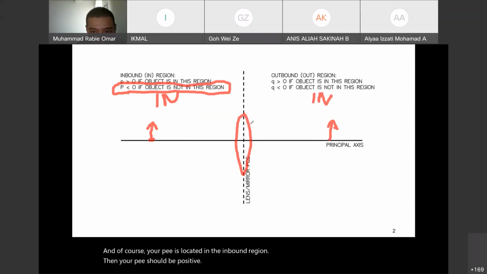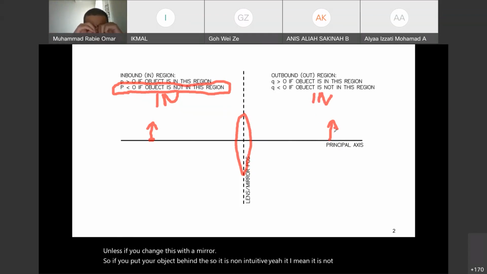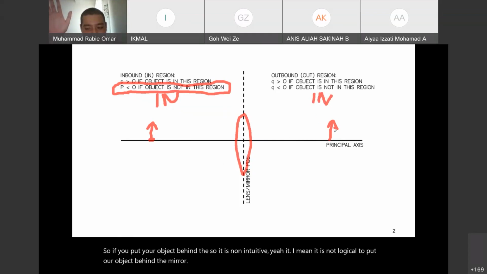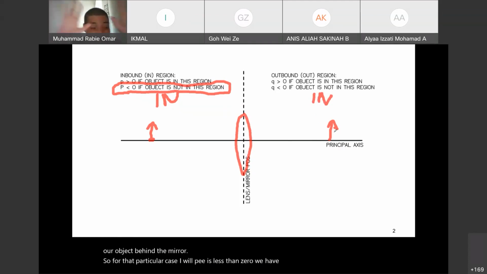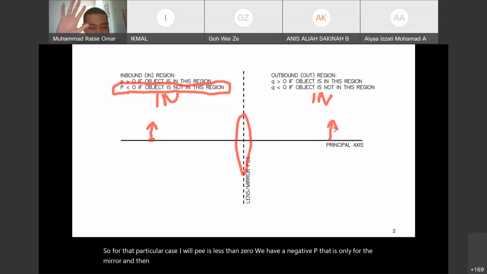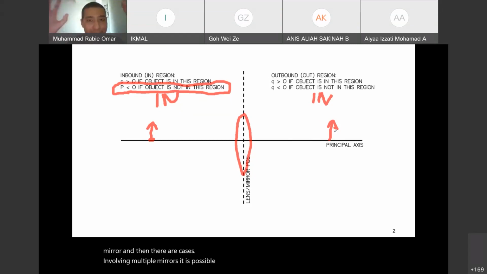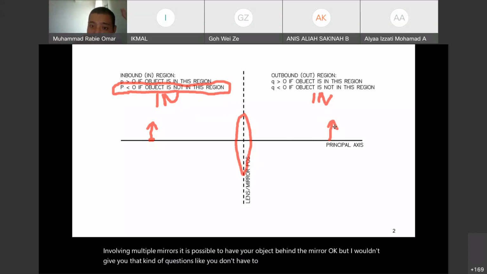Unless you change this with a mirror. So if you put your object behind the mirror, it is non-intuitive. I mean, it is not logical to put our object behind the mirror. So for that particular case, our P is less than 0. We have a negative P. That is only for the mirror. And then there are cases involving multiple mirrors. It is possible to have your object behind the mirror. Okay, but I won't give you that kind of questions. You don't have to worry. But still, it is possible.